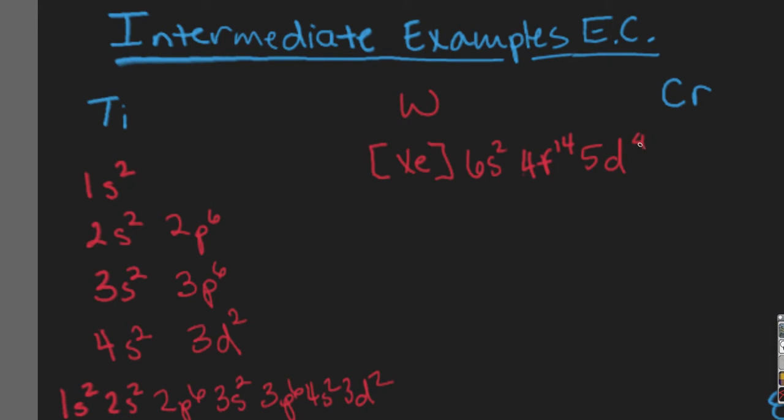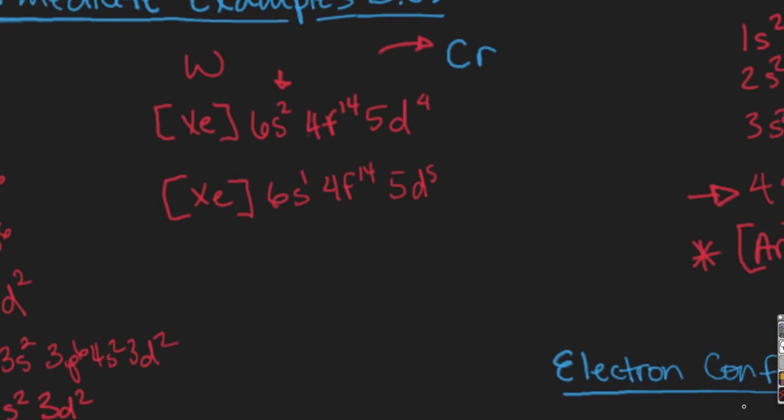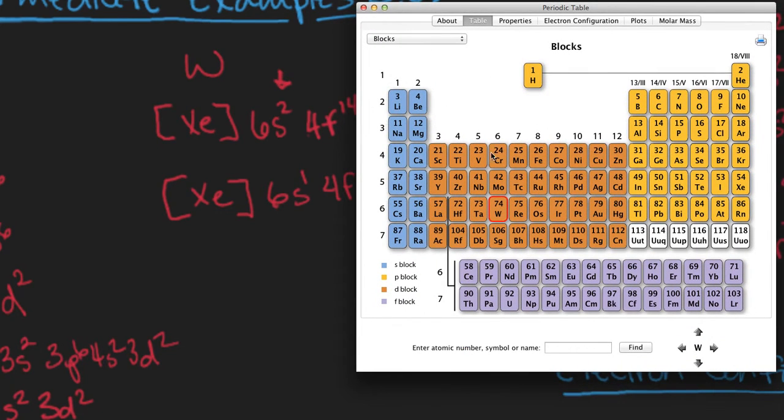Oops. So the borrowing example is supposed to actually be the chromium, but what we're saying here is the d orbital will tend to borrow an electron from the s orbital and put it into the d to make it either half full or completely full. So if that were to occur in this scenario, you would have 6s1, 4f14, and 5d5, which is a lot more stable. Okay? So the same concept would happen with chromium here, except it's a lot further up.